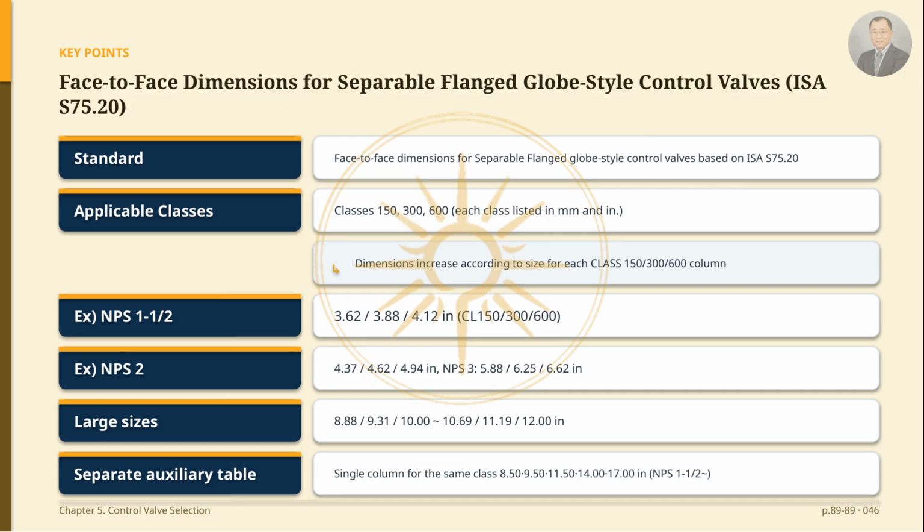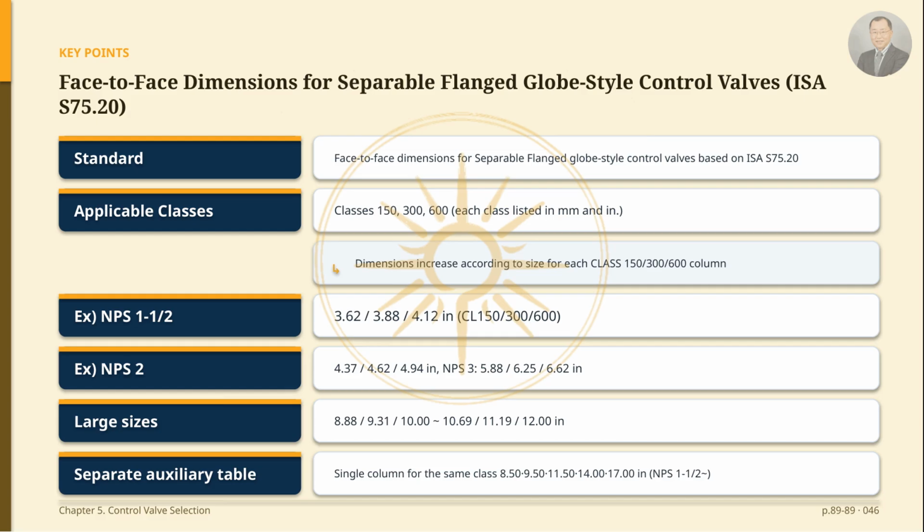For example, for NPS 1.5 inches, it is 3.62 inches for Class 150, 3.88 inches for Class 300, and 4.1 inches for Class 600. For NPS 2 inches, it is 4.37 inches, 4.62 inches, and 4.94 inches, and for NPS 3 inches, it is 5.88 inches, 6.25 inches, and 6.62 inches.